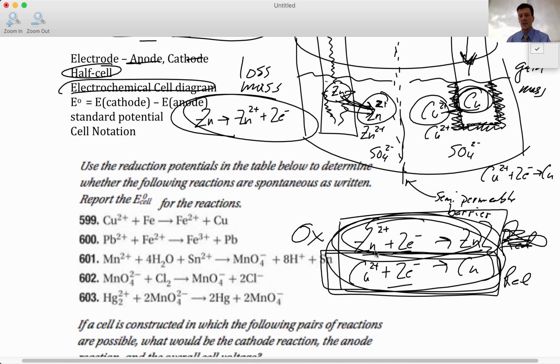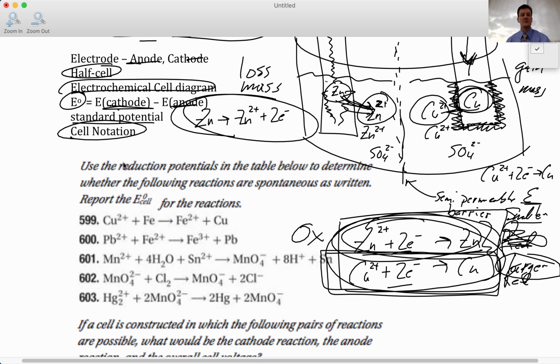Okay? If you want to calculate then the E cell, the voltage, the push, the force that is behind these electrons going through this galvanic cell, you would simply take the two values straight from the chart. Always take the higher number. This is the larger number here in our example, the copper, minus the smaller number as far as the standard reduction potential. It's always larger minus smaller, or it's always cathode minus anode. Always, always, always. Okay? So we talked about standard potentials.